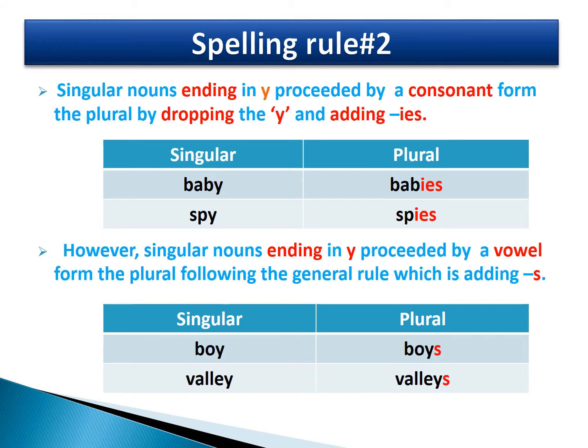So spy, spies. However, singular nouns ending in y preceded by a vowel form the plural following the general rule, which is adding s. Examples: boy. What do we have before y? O. Is o a consonant or vowel? It is a consonant. No, it's a vowel. Okay, so we just put s. Boy, boys. The same for valley. We have e, a vowel sound before y. We just add s.